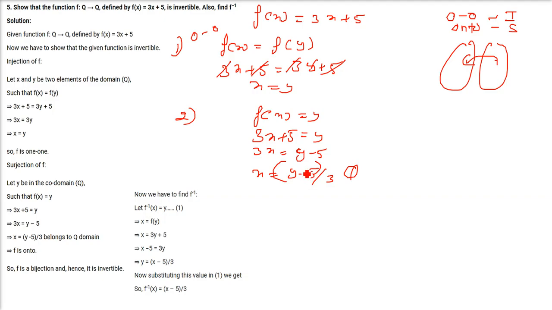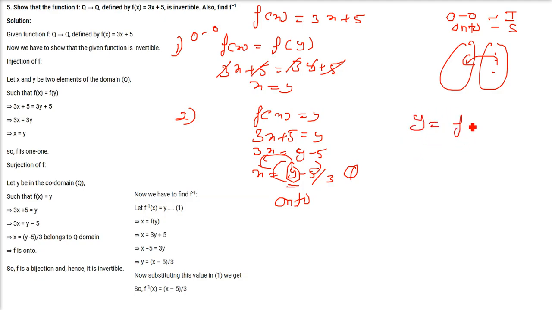It should not come as some 0 by 0 form, or some under root in negative form. It should not come. This is okay. So every y should have an x value here. Now we have already seen that it is 1-1 and onto. So it is bijective. So f inverse.